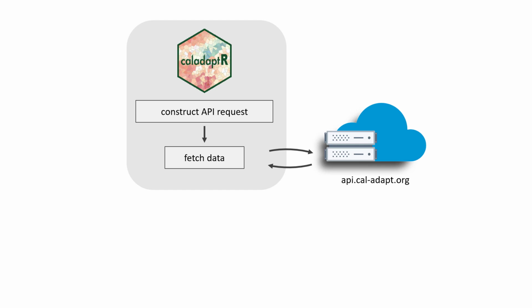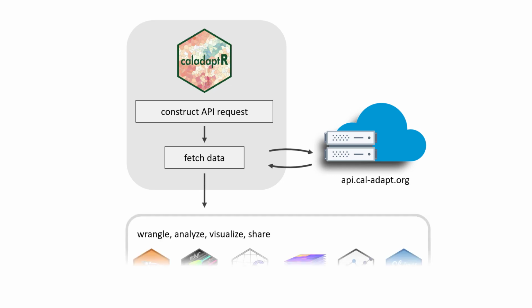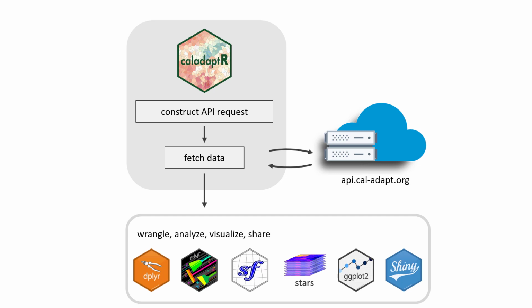The way CalAdaptR works is a two-step process. First, you construct an API request, which you then feed into other functions that fetch data from the CalAdapt server and send you the data either as tables or rasters. Once the climate data are in R, you can then turn to other packages to wrangle, analyze, visualize, and share your work.